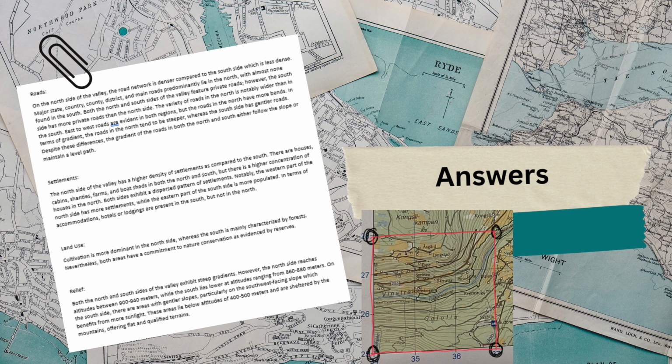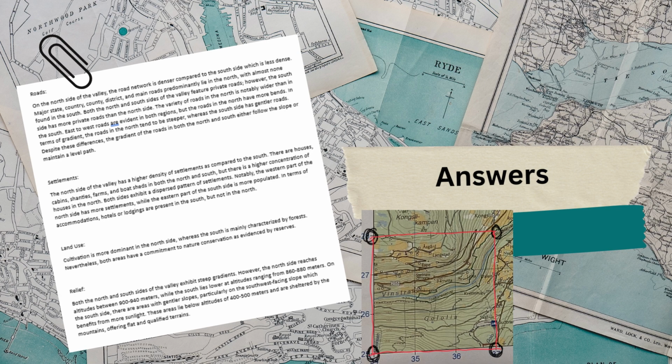There are houses, cabins, shanties, farms, and boat sheds in both the north and south, but there is a higher concentration of houses in the north. Both sides exhibit a dispersed pattern of settlements. Notably, the western part of the north side has more settlements, while the eastern part of the south side is more populated. In terms of accommodations, hotels or lodgings are present in the south, but not in the north.